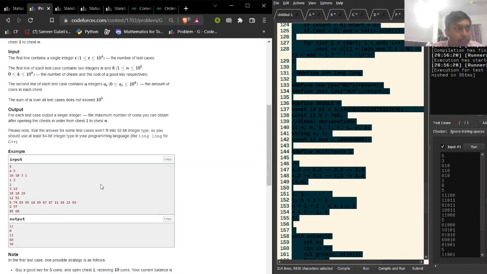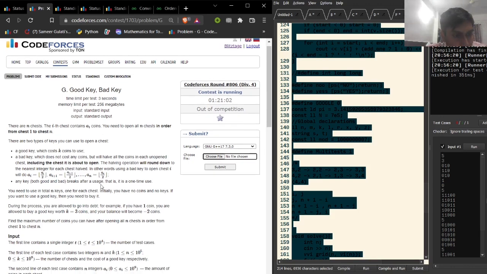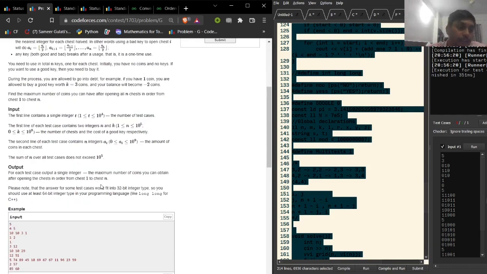Let's think mathematically. For the larger chests, for any chest which has more than 2k coins, you are just going to lose k coins, and otherwise even for this chest it is not good for you to use the bad key. And a good key costs k coins.